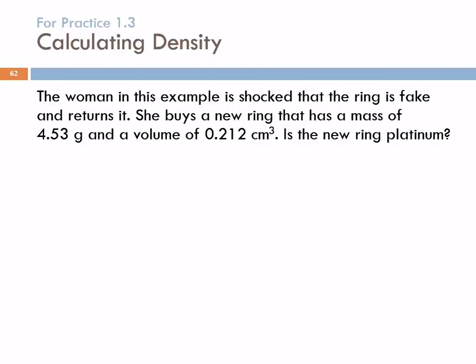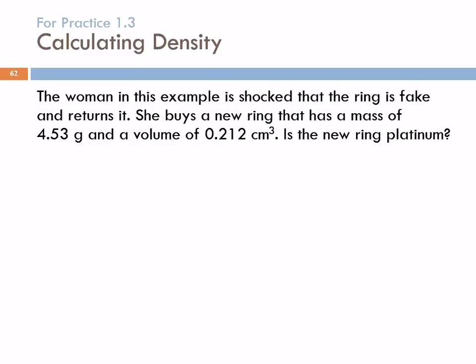The wedding's off. Well, actually, there's another problem. Same story. The woman in this example is shocked that the ring is fake and returns it. She was not trying to cheat her fiancé. She buys a new ring that has a mass of 4.53 grams and a volume of 0.212 cubic centimeters. Is the new ring platinum?